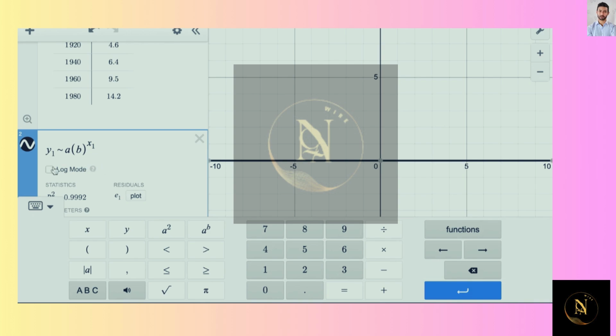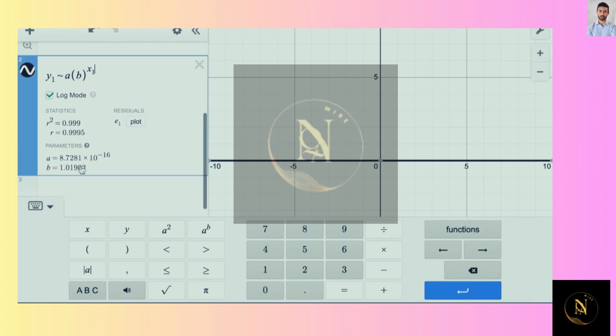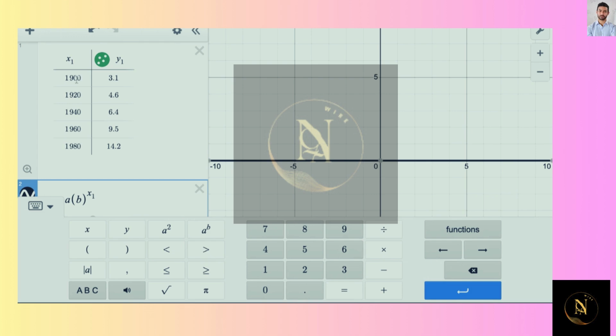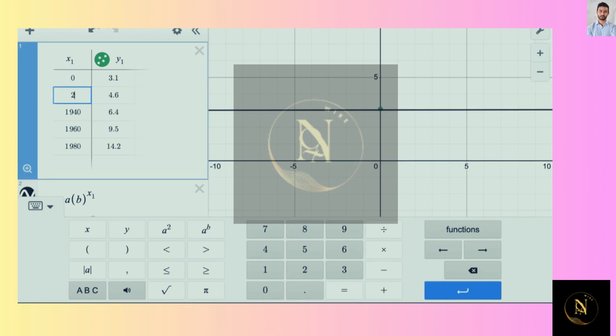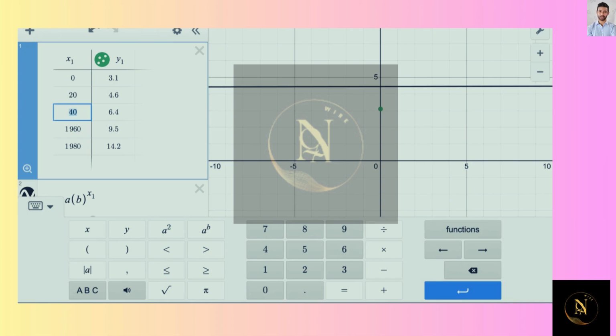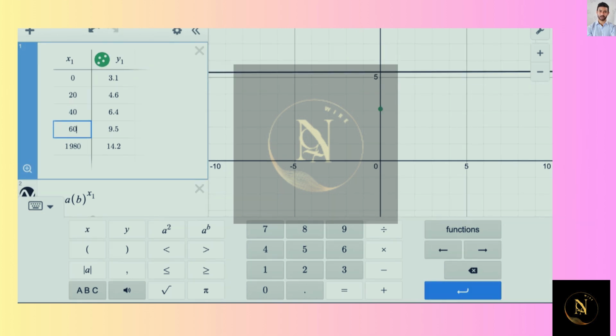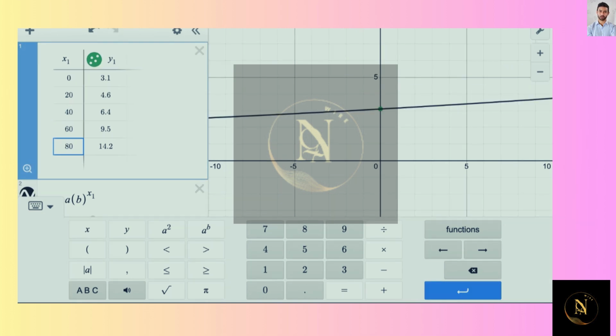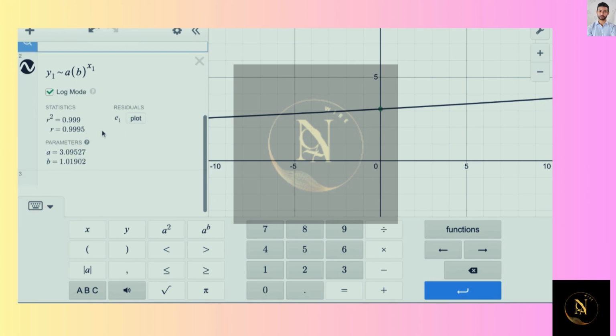We should have it in log mode as well. All right, so a model for this, which we might be better off if we did this as 0, 20, 40, 60, and 80, representing years since 1900. It'd be better to write a function with.